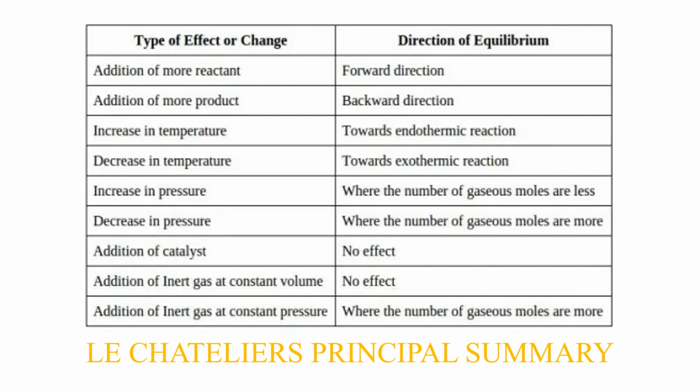Increasing the pressure, the reaction will proceed where the number of gaseous moles are less. Decreasing the pressure, the reaction will proceed where the number of gaseous moles are more. Addition of catalyst has no effect. Addition of inert gas at constant volume will have no effect. But with addition of inert gas at constant pressure, the reaction will go towards where the number of gaseous moles are more.